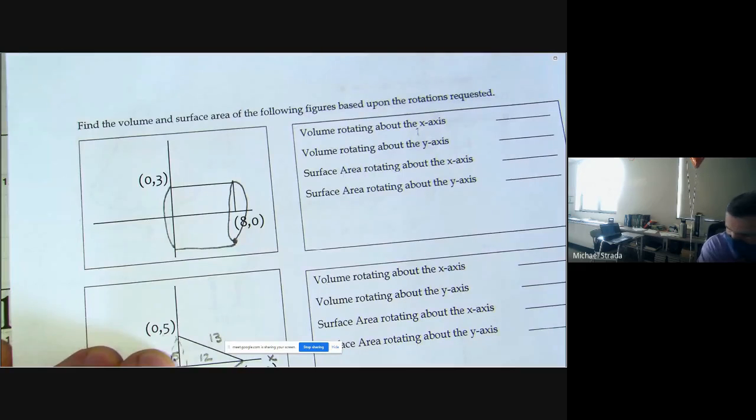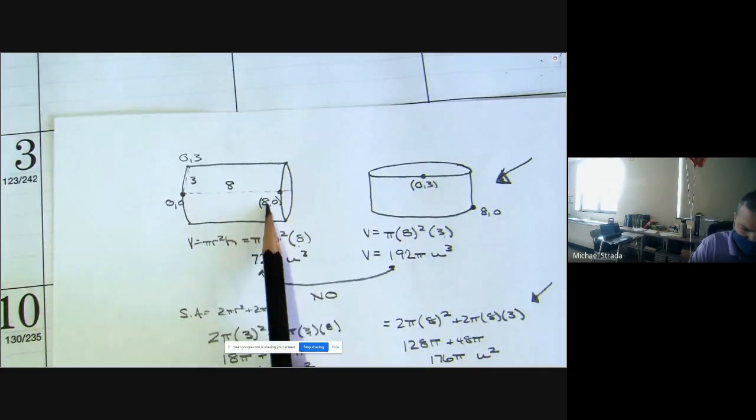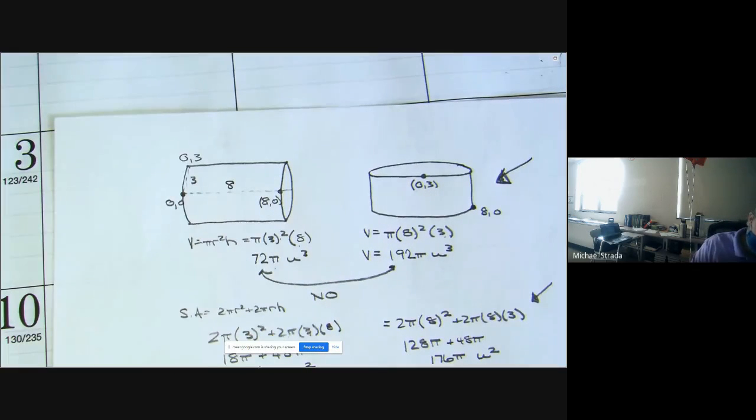All right? So that makes the height of my cylinder over here 8, and the radius 3. To get the volume, we plug it in. Pi r squared h equals pi 3 squared times 8. 3 squared would be 9. 9 times 8 is 72, giving me a volume of 72 pi.